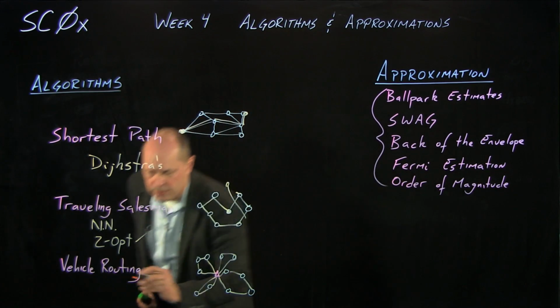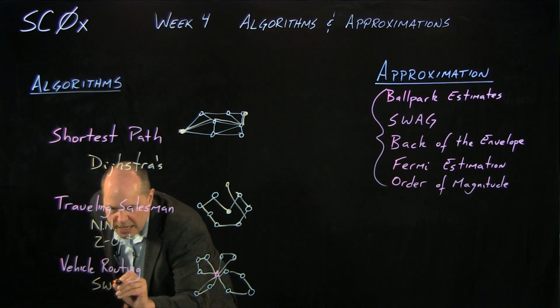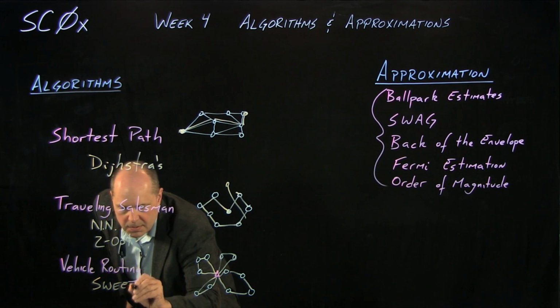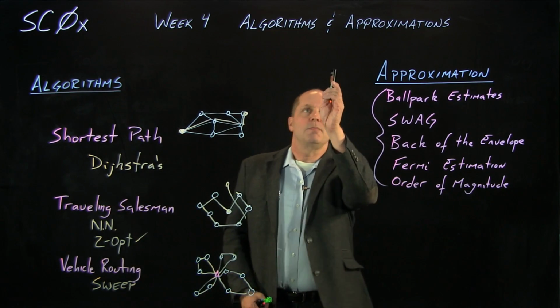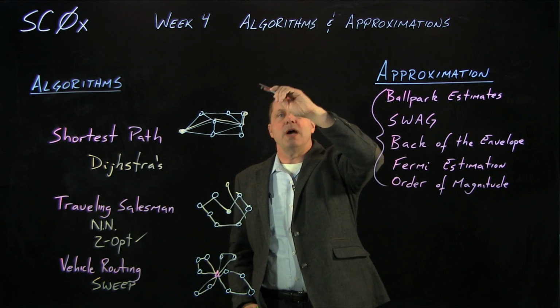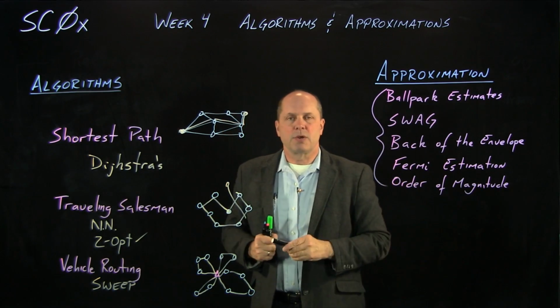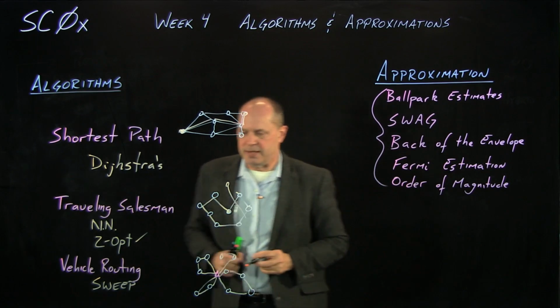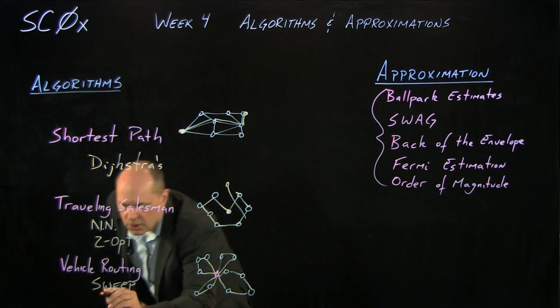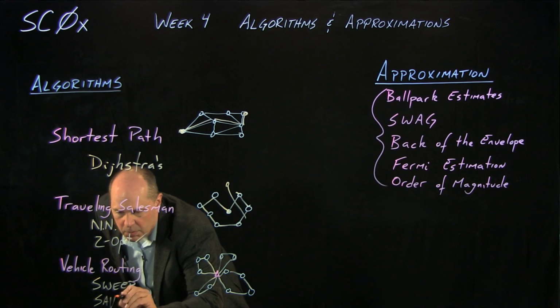We'll do 2 heuristics there. One is called the sweep, which is just like a clock. I start at some point and I start going in a clockwise or counterclockwise direction, and I keep clustering the different locations together till I hit capacity. And we'll go over that in a second. And then we'll also go into the savings algorithm.